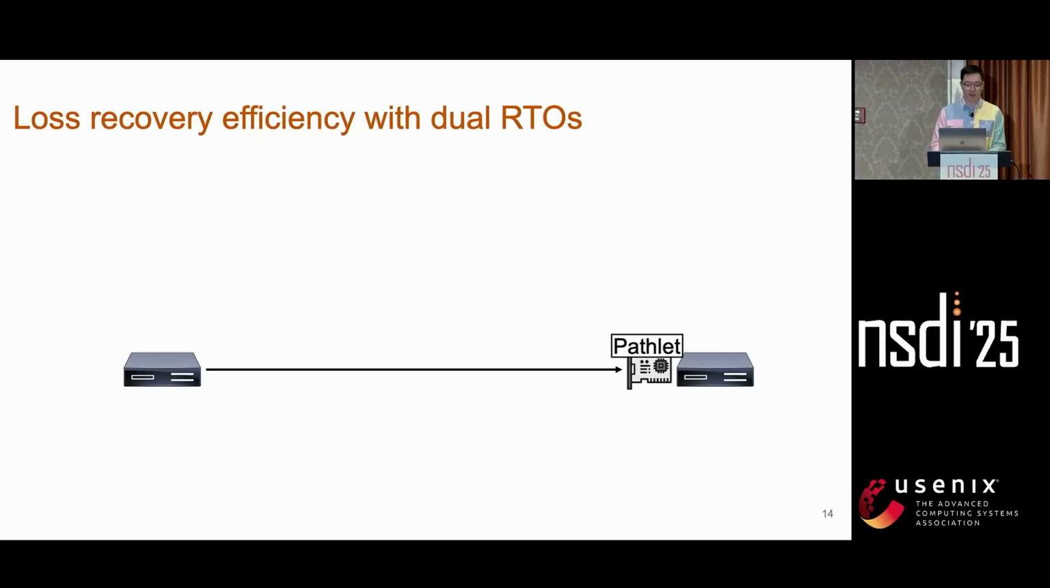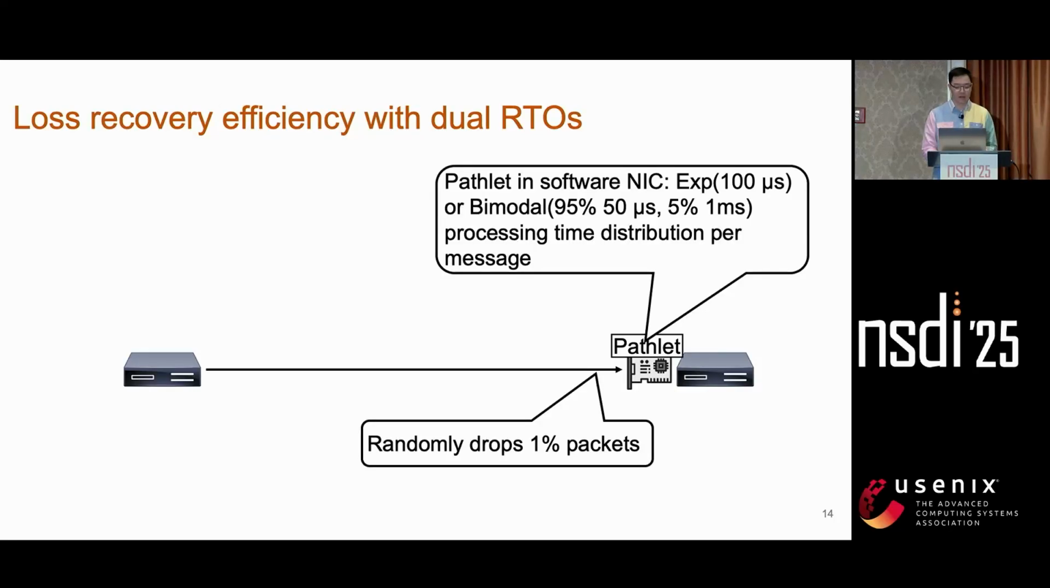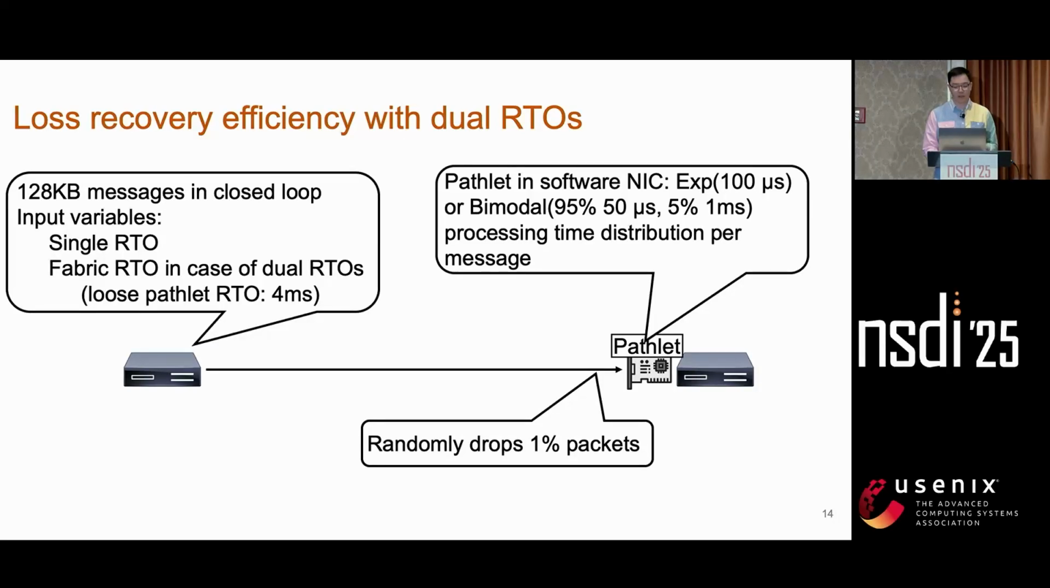We evaluate this idea with this setup. We have a software NIC that emulates a pathlet with either an exponential or bimodal processing time, averaging 100 microseconds to incur unpredictable delay, and the network link randomly drops, say, 1% of the packets. The sender issues 128 kilobyte messages in a closed loop. We use 2 setups. One is the baseline, which is only a single RTO, and the other is our dual RTO design, where we vary the fabric RTO and loosely set the pathlet RTO to 4 milliseconds.